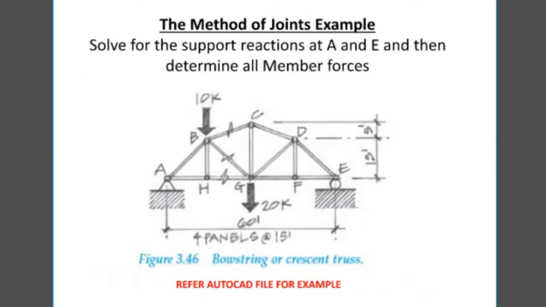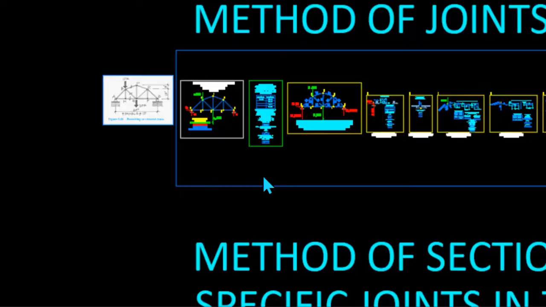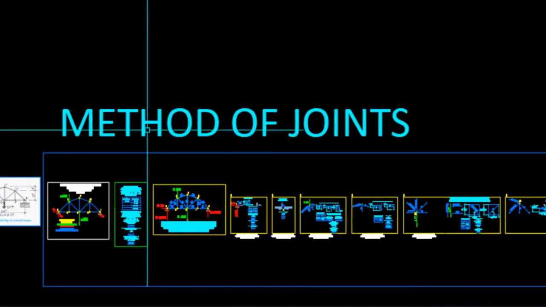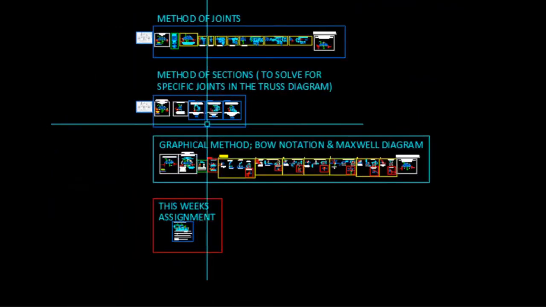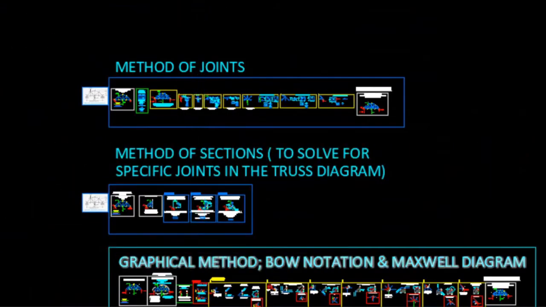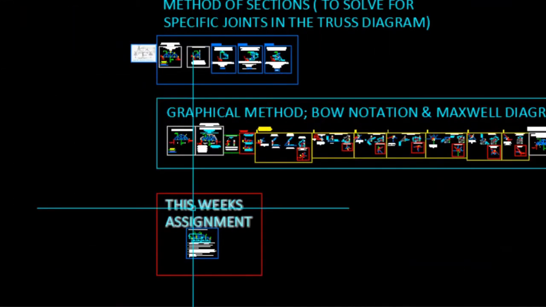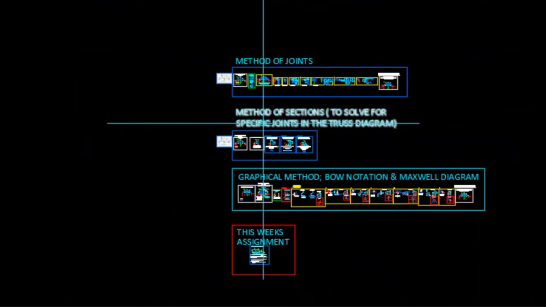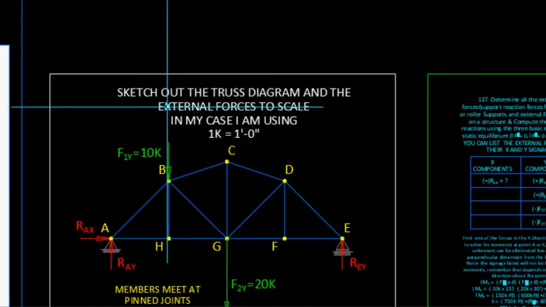For the method of joints example, we will look at figure 3.46 and solve for the support reactions at A and E, and then determine all the member forces. Under this week's course content folder or lesson folder, you will find the AutoCAD file, which will cover the method of joints, the method of sections, and the graphical method. Here you will also find the preliminary sketch for this week's assignment. So let's take a look at the method of joints.